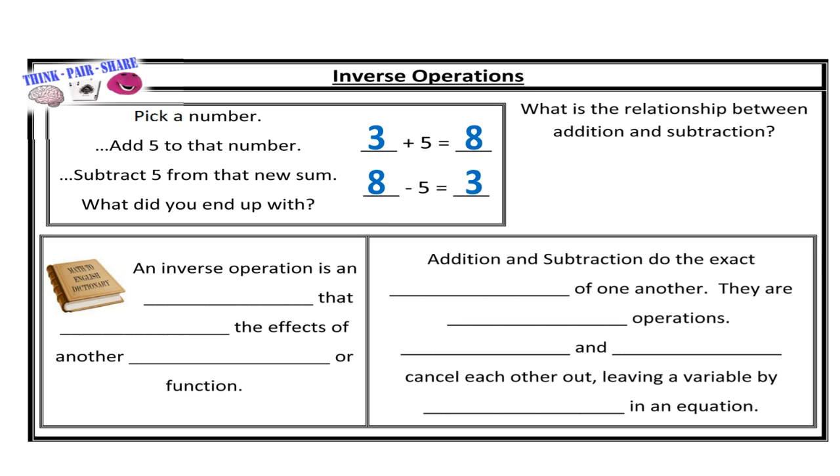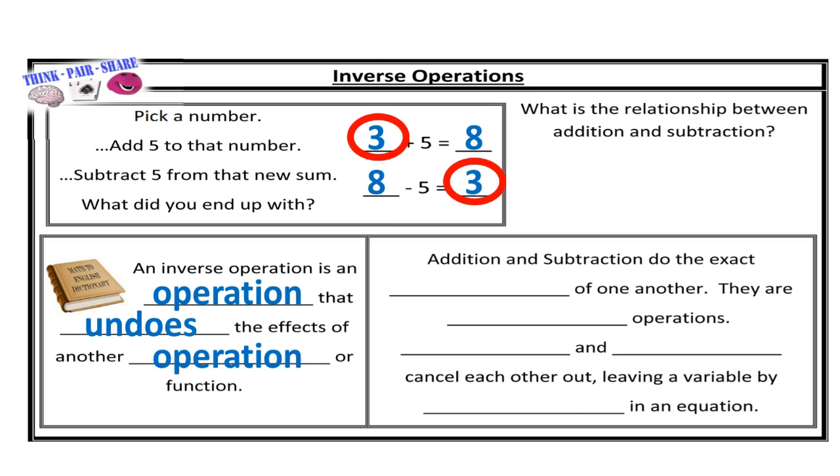In your own words, what is the relationship between addition and subtraction? Use this example to describe how they're related and how they affect each other, if they're used in the same problem like this. An inverse operation is an operation that undoes the effects of another operation or function. In the example above, when I added 5, I had 8. When I took away 5 or subtracted 5, I went right back to 3. The subtraction undid or reversed the addition.